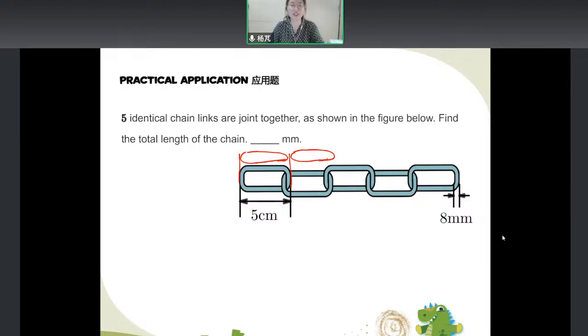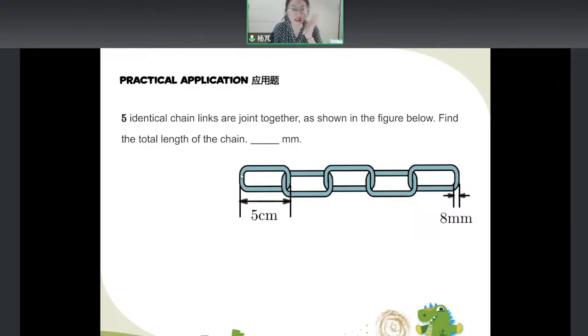Yeah. If they are just next to each other, if they don't join each other together, it will be 5 times 2 equals 10 centimeters together. It should be longer than what we can see. Yeah. But now, what happened?